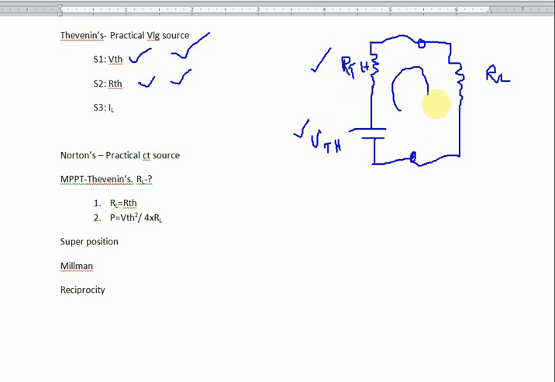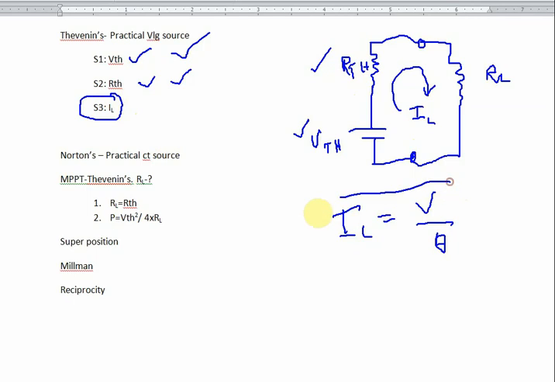Then find the load current. That is what step number three mentions: find the load current IL. What is IL? IL is equal to, as usual by Ohm's law, IL equals V divided by R. Then substitute the V value divided by the R value, and over about you will find out the IL.